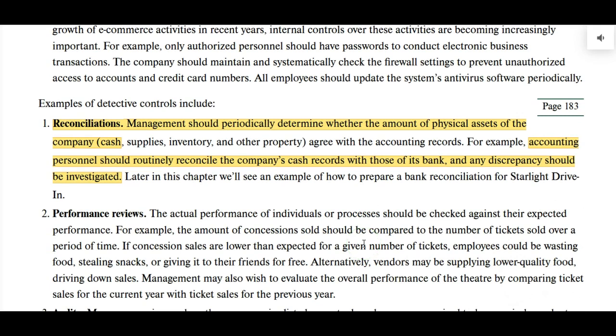Another example of internal control, this is a detective control, will be reconciliations. So management should periodically determine whether the amount of physical assets of the company, this can be cash, inventory, and a lot of other things, agree with the accounting records. And so you can see the next highlight, accounting personnel should routinely reconcile the company's cash records with those of its bank, in other words, the bank statement. Any differences need to be investigated. That's what we're going to do here in a few minutes. We're going to go through a bank reconciliation where we make sure that the bank statement agrees with the accounting records. We'll have differences to account for, so we'll see how to do this.